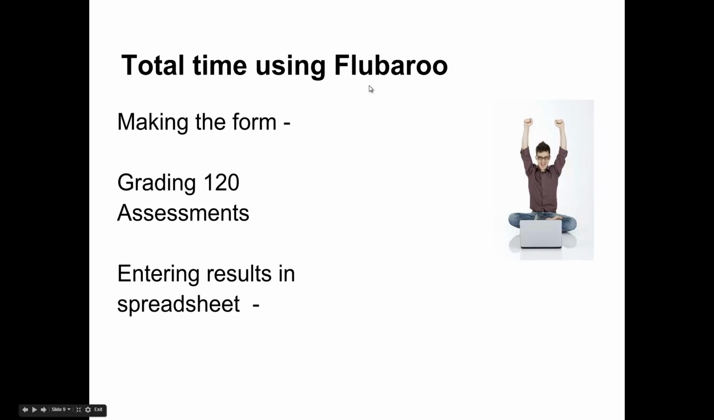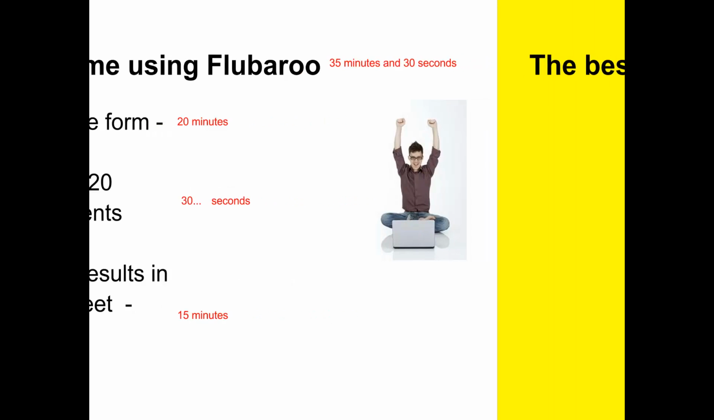So the total time using Flubaroo, it does take a little bit more time on the front end. I have to make a form, and that takes about 20 minutes. But to grade 120 assessments takes about 30 seconds. That's right. As soon as you hit run script, it grades it instantaneously. Entering the results into a spreadsheet takes approximately 15 minutes because now it's all alphabetized for me. So all in, I spend 35 minutes and 30 seconds. Quite a bit better than the 3 hours I was spending before.